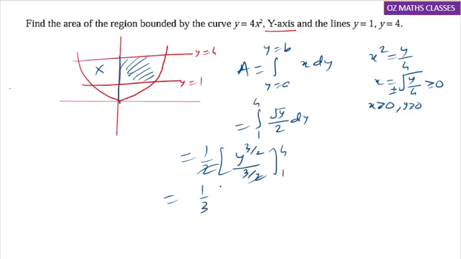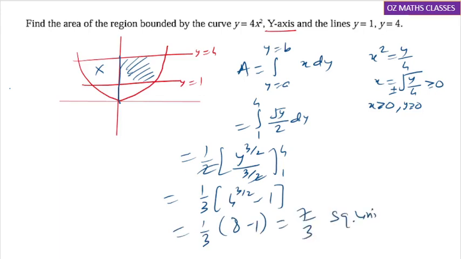So 1 by 3. First replace y by 4: 4 power 3 by 2 minus 1 power 3 by 2. So 1 by 3 and 8 minus 1. So 7 by 3 is the answer. The area will be 7 by 3 units. Okay.